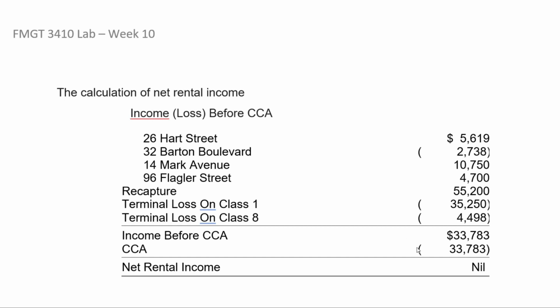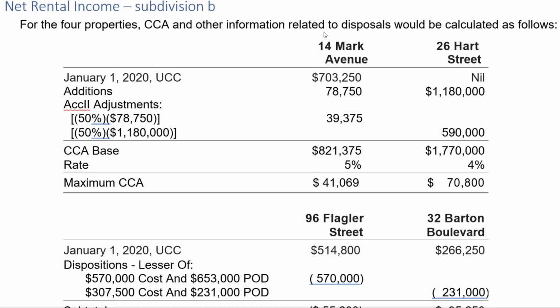Now, if you're wondering which property of the remaining properties do you take this capital cost allowance from, you'd want to look at how much you can take from each property to begin with. Let's take a look at that again. And going back to the 2 remaining properties, 14 Mark Avenue and 26 Hart Street, you'll see that the maximum CCA before being restricted by net rental income is more than $33,000 for both properties. So now the question becomes, from which property should you take the deduction?